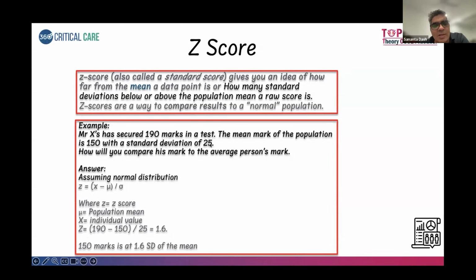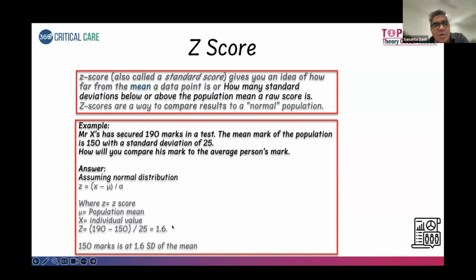That means your number of 190 is 1.6 standard deviations to the right side of your mean. So you are doing pretty well and you are on the right side of the curve. Your score is 1.6 standard deviations from the mean. So that's where the Z comes in.